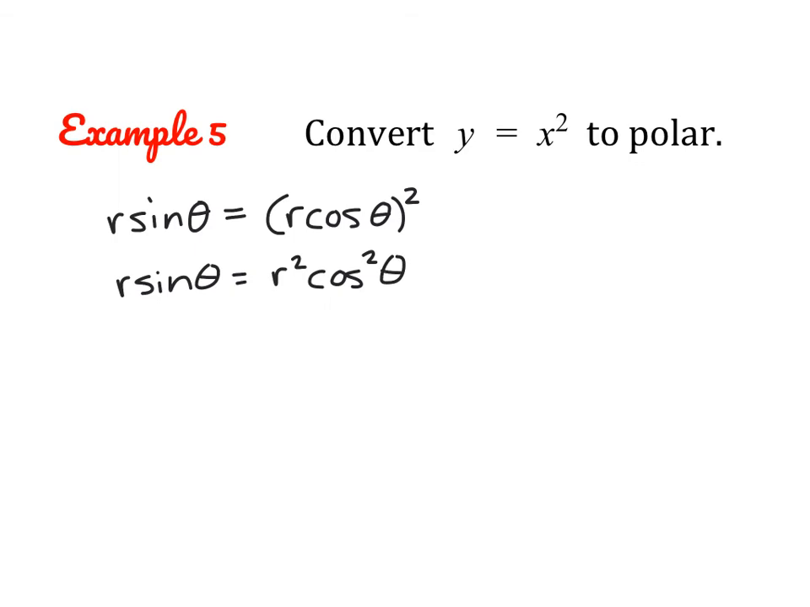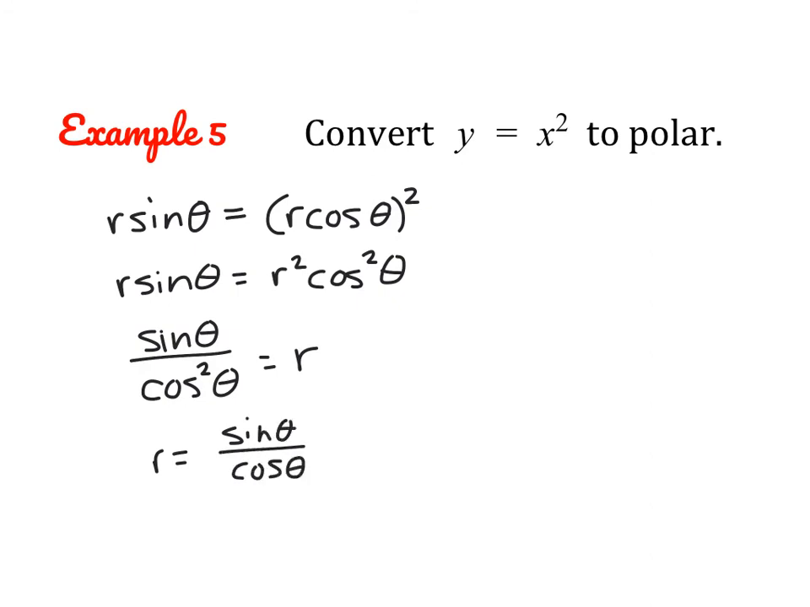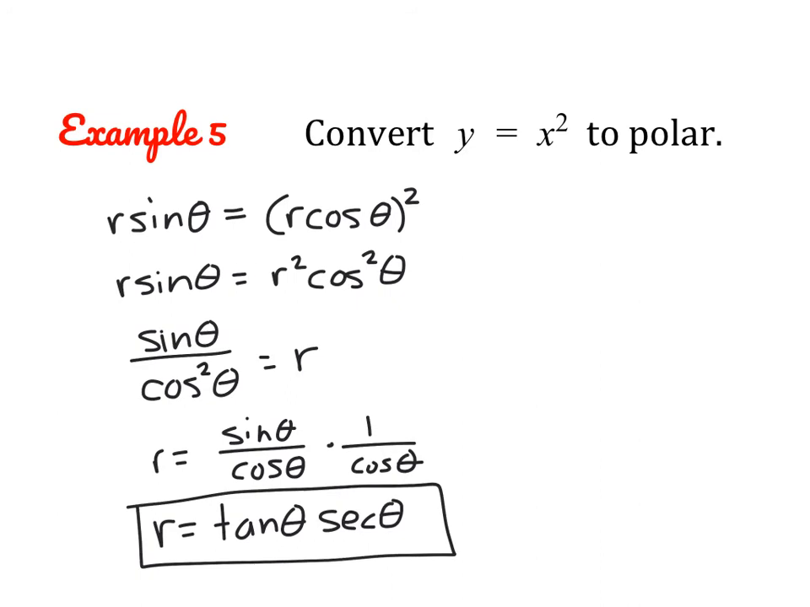I'm going to divide both sides by r and divide both sides by cosine squared to isolate r. And now we just need to do a little bit of simplifying. I'm going to break up cosine in my denominator and rewrite it like this, just because I know that I can simplify sine over cosine to tangent and 1 over cosine to secant. And this is our polar equation.